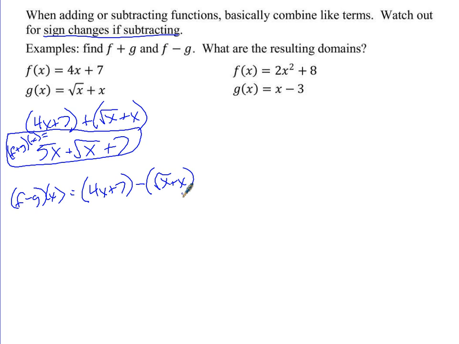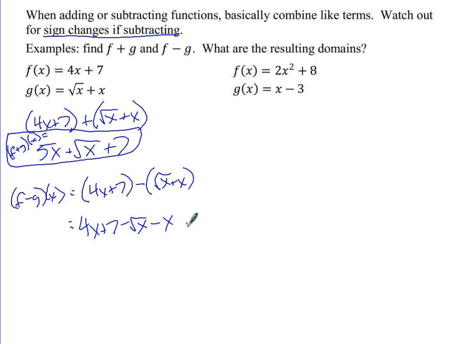To get rid of the parentheses in this case, I need to distribute the negative sign in. Because really what I have here is a negative 1 times this stuff. So I'm going to distribute that negative sign in. That way I'm not going to make a sign mistake. So this becomes 4x plus 7 minus the square root of x minus x. That just helps me remember that I subtracted.